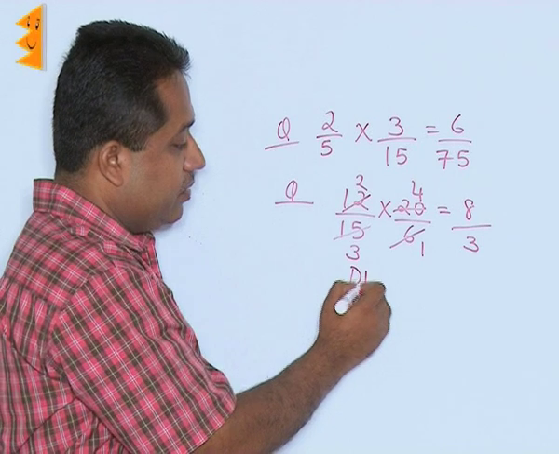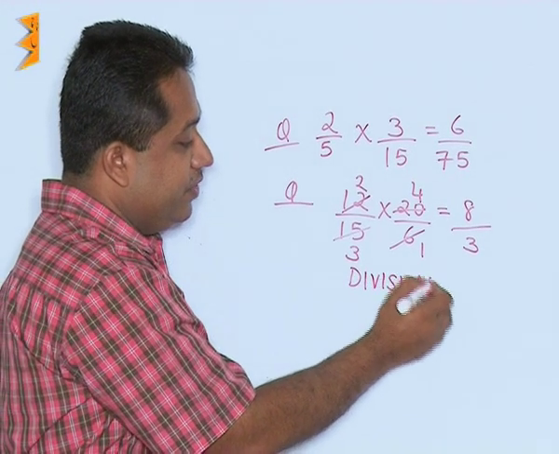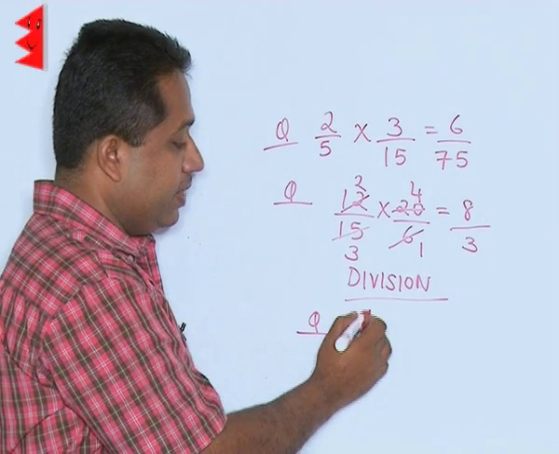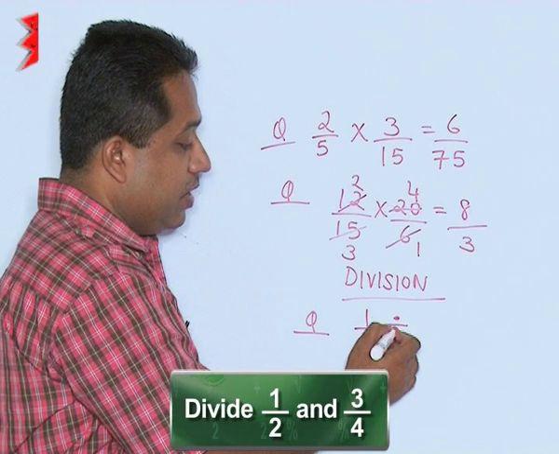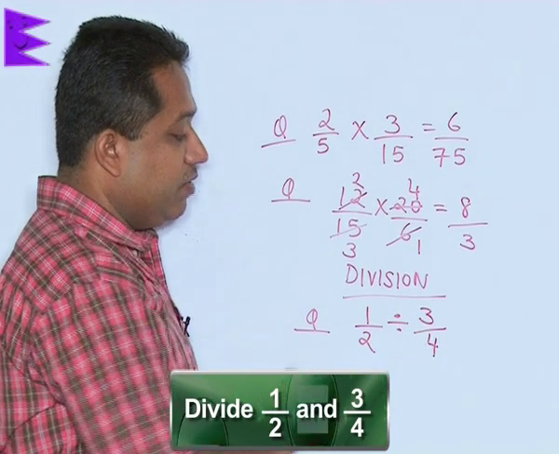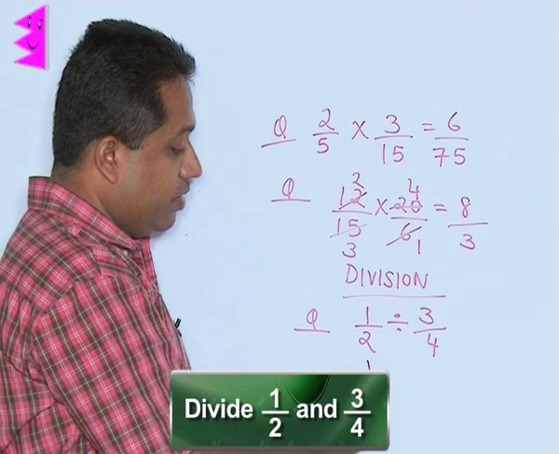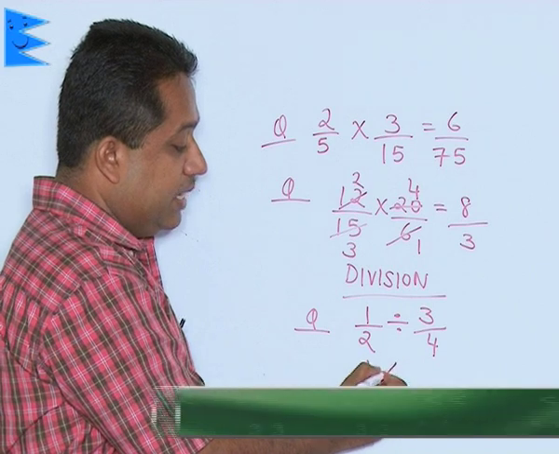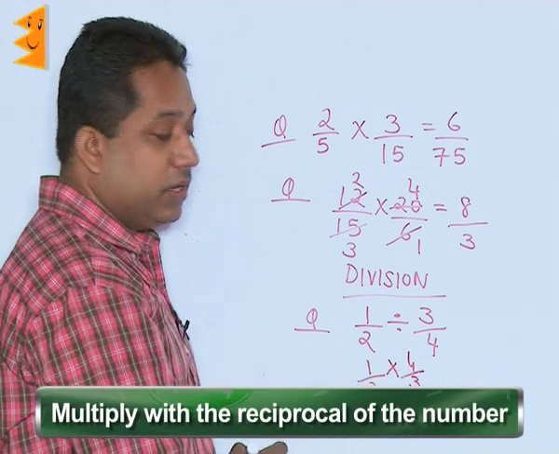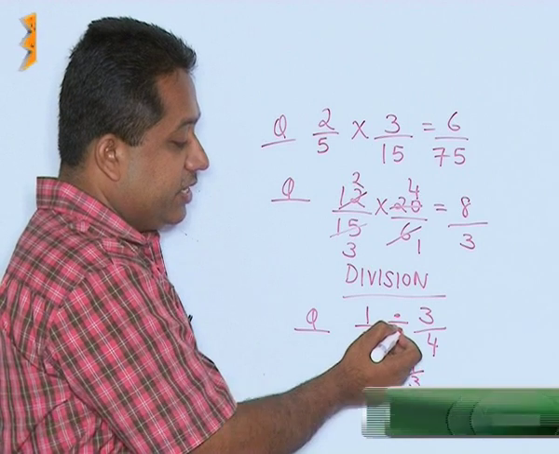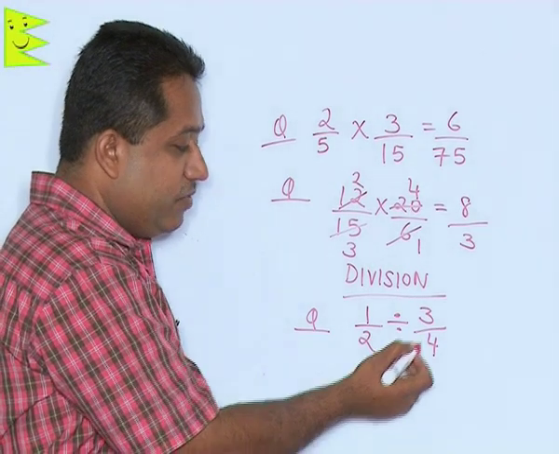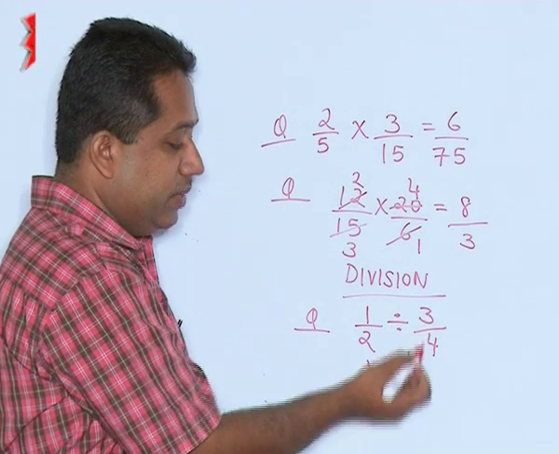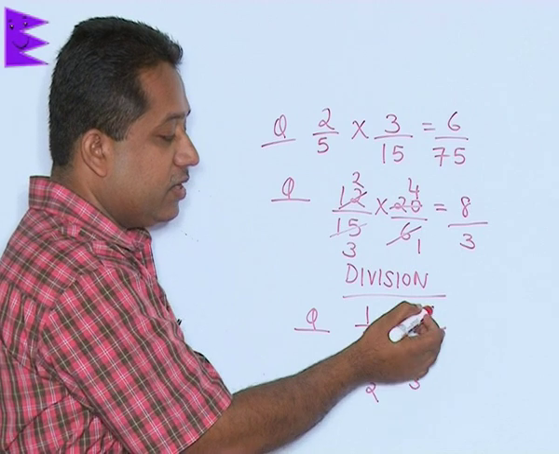Now, the last part of the chapter deals with division of rational numbers. Now, how are we going to divide two rational numbers? It is also simple. 1 by 2 divided by 3 by 4. This implies that 1 by 2, when you divide by 3 by 4, it actually means you are multiplying by the reciprocal of that number. So, instead of the division sign, now I am putting a multiplication sign, and all I have to do is take this number 3 by 4 and take the reciprocal. Reciprocal means the numerator becomes the denominator and the denominator becomes the numerator.